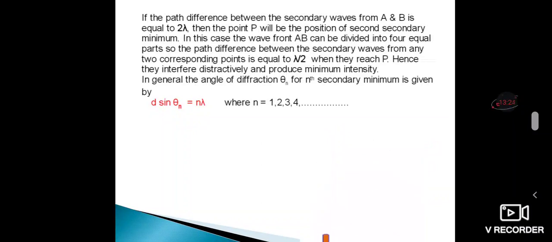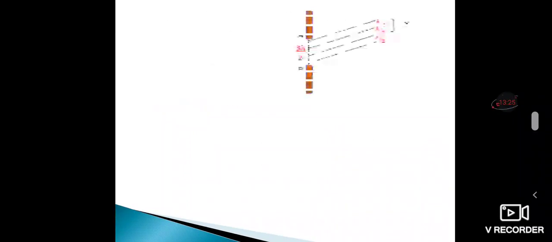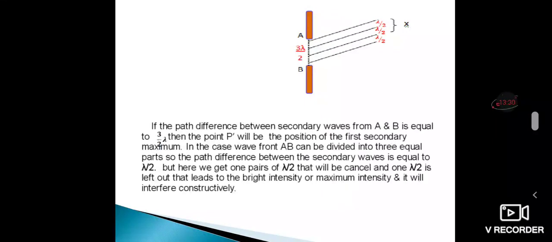Next, consider one more point. Suppose the path difference between the secondary waves from A and B is equal to 3 lambda by 2. Then the point P dash, another point besides the point P we took in the diagram, is the position for the first secondary maximum. We will study how it is a maximum in this case.